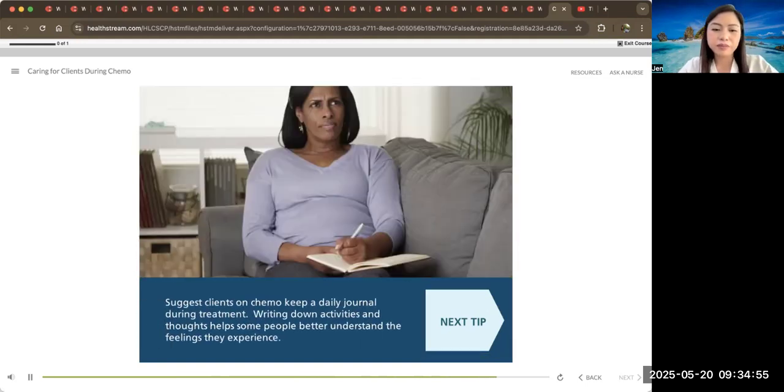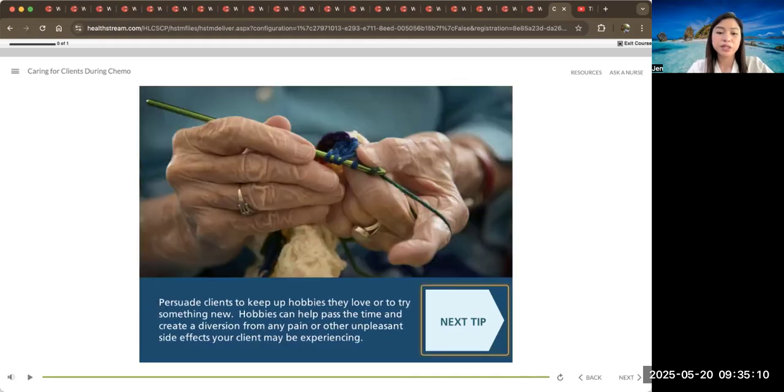Next step, suggest clients on chemo keep a daily journal during treatment. Writing down activities and thoughts helps some people better understand the feelings they experience. Persuade clients to keep up hobbies they love or to try something new. Hobbies can help pass the time and create diversion from any pain or other unpleasant side effects your client may be experiencing.